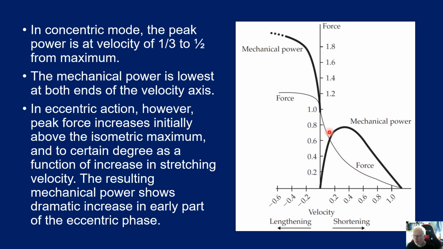here's our mechanical power that we're going to look at, and here's the force, so this is our force-velocity relationship. As we've written here, in eccentric action, the peak force increases initially above the isometric maximum. That's quite interesting, because we know that generally maximum force occurs isometrically, but actually initially we get an acceleration under eccentric, which is potentially above that, and to a certain degree a function of increase in stretching velocity. The resulting mechanical power shows a dramatic increase in the early part of the eccentric phase. So you can see that the force starts to level out, but the mechanical power increases dramatically. Remember that fundamentally, under eccentric loading, as the velocity of shortening increases, so does the amount of force needed for the braking.